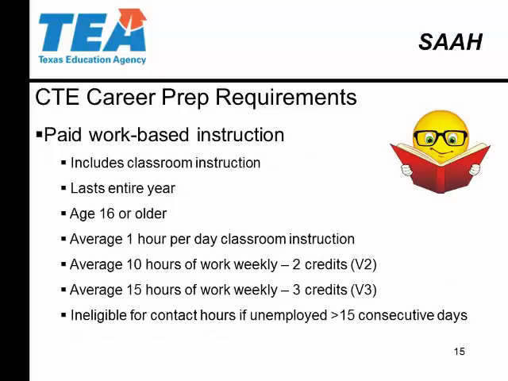For your CTE career prep requirements, for the paid work-based instruction, it must include the classroom instruction. It lasts the entire year, age 16 or older, average 1 hour per day for classroom instruction. You average 10 hours of work weekly, which is 2 credits, V2. Average 15 hours of work weekly, 3 credits, it's a V3. And eligible for contact hours if unemployed greater than the 15 consecutive days.